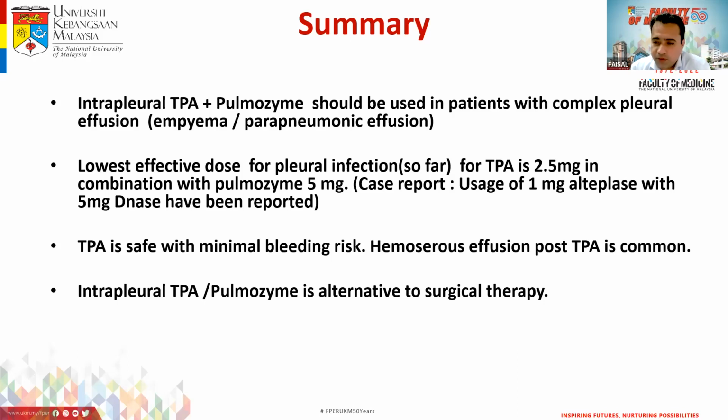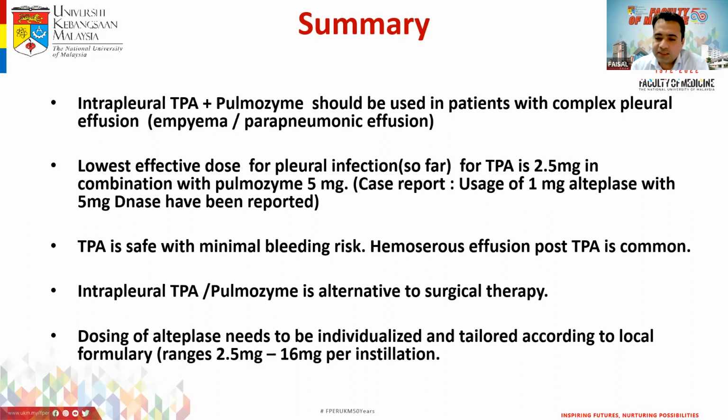And in my experience, we had one patient with a platelet count of 10, a hematology patient, who developed a pleural infection. We actually started off by giving 1 milligram of altiplate and 5 milligrams of DNase, and slowly up-titrated the dose. And we did not find any adverse effects with that dosage of altiplate. TPA is actually safe with very minimal risk. And hemoserous effusion post TPA is actually very common. And I would say that intrapleural TPA and palmozyme is actually an alternative to surgical therapy.